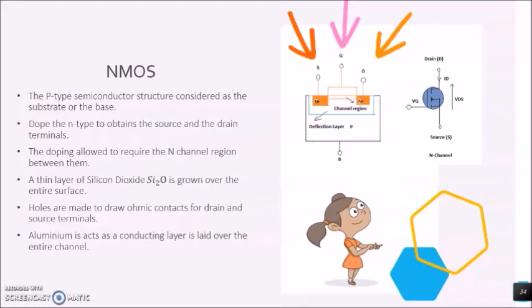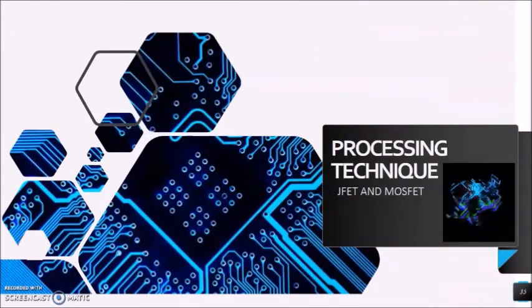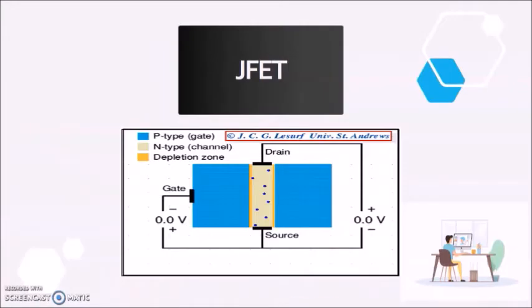Holes are made to draw ohmic contacts for drain and source terminals. Aluminium acts as a conducting layer laid over the entire channel. Okay then, we already know how the FET and MOSFET are constructed. We will see the working principle of these two types of FET.